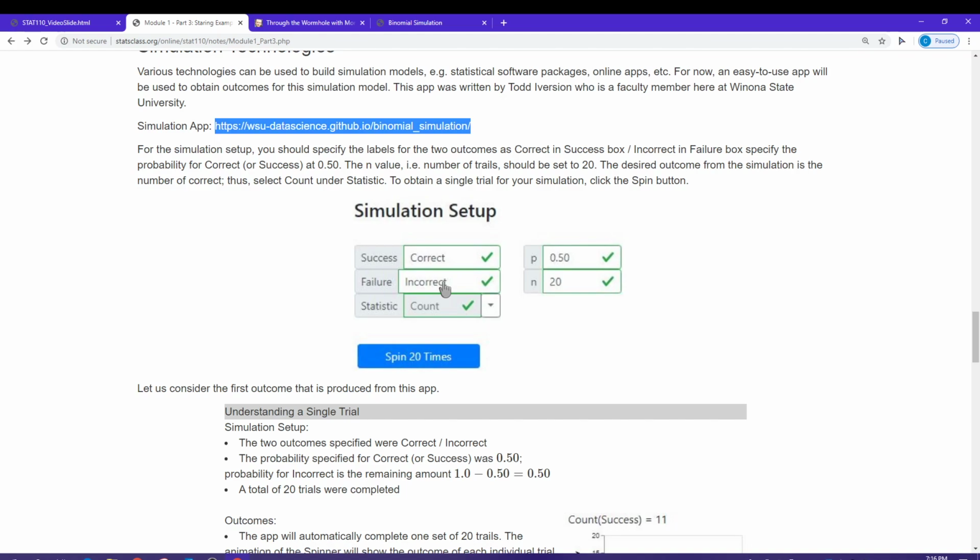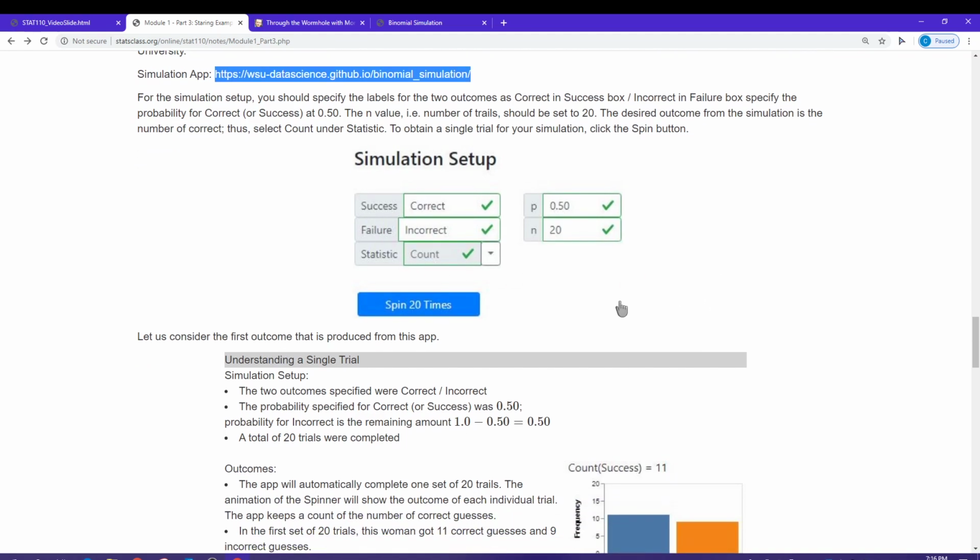Again, I need to evaluate the 14 out of 20 correct. The probability here is going to be 50%. Again, this is the probability for a correct outcome. The n here just represents the number of trials, or the sample size, and that's going to be set to 20. And then I'm going to want to select the count for my statistic. To actually run a single set of trials, I'm going to need to click the spin button here.